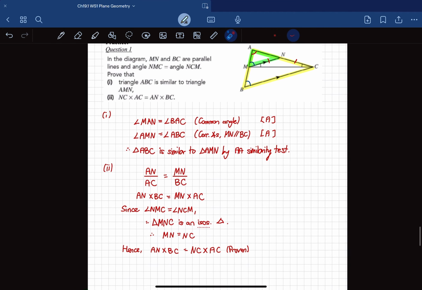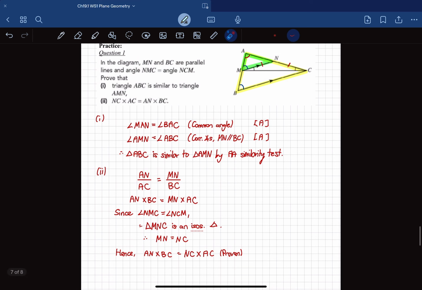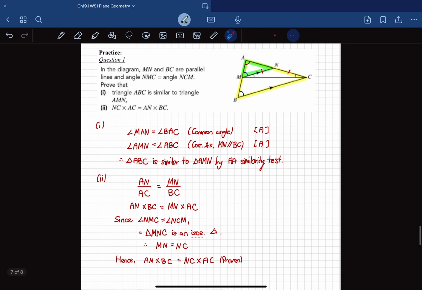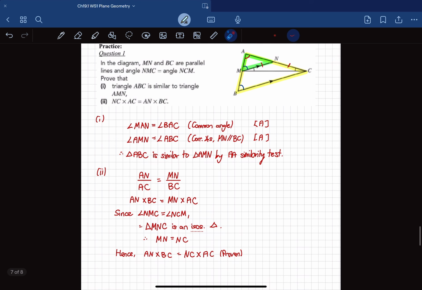So this is the very simple part of how to solve practice question 1 in your worksheet. Please go back and finish up assignment questions 2 and 3. Then I'll collect this back from you once you are done with assignment questions 2 and 3. So that is all for the chapter 9 worksheet.